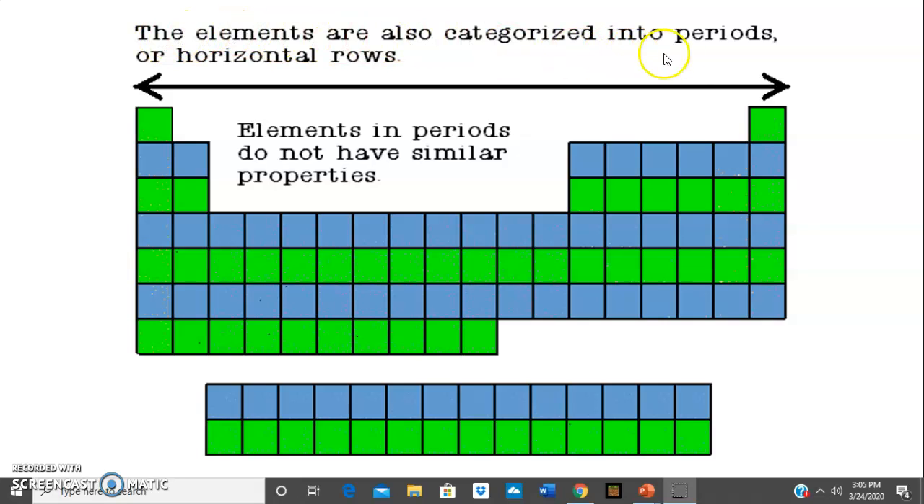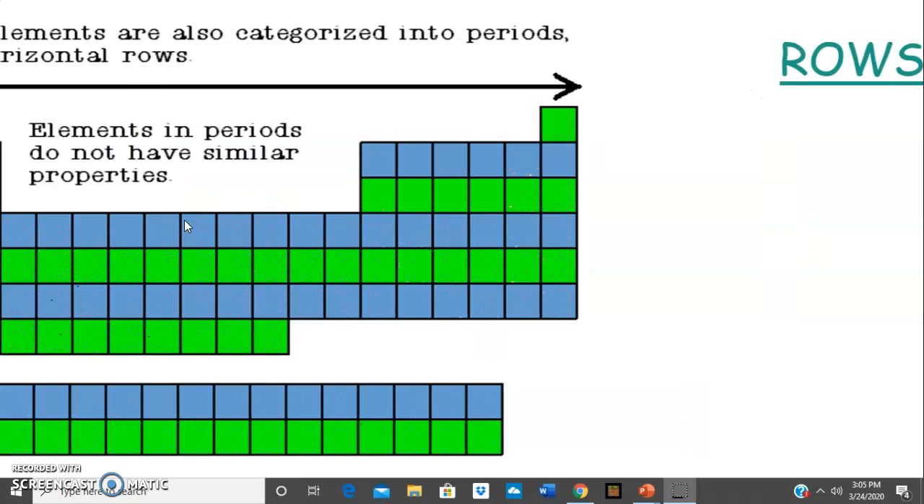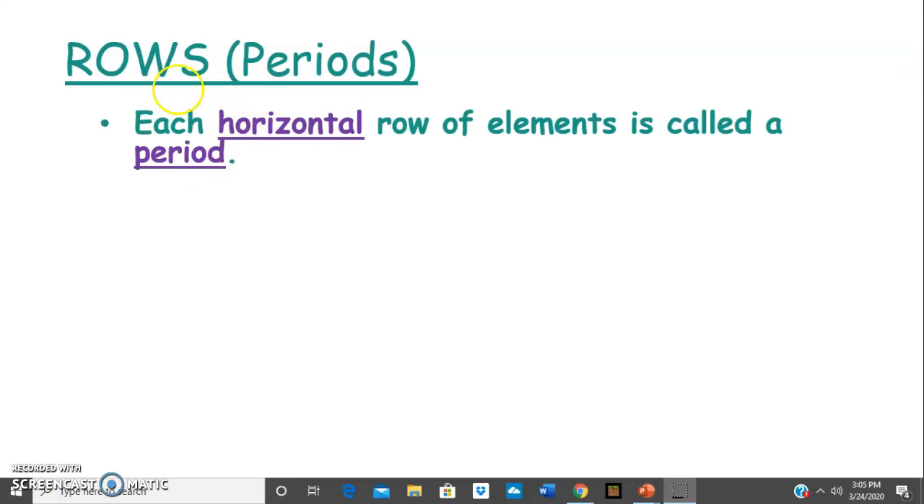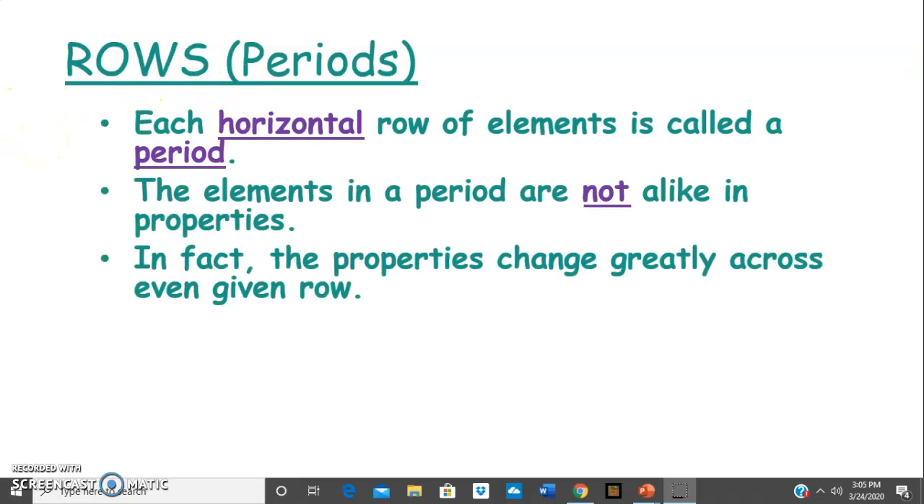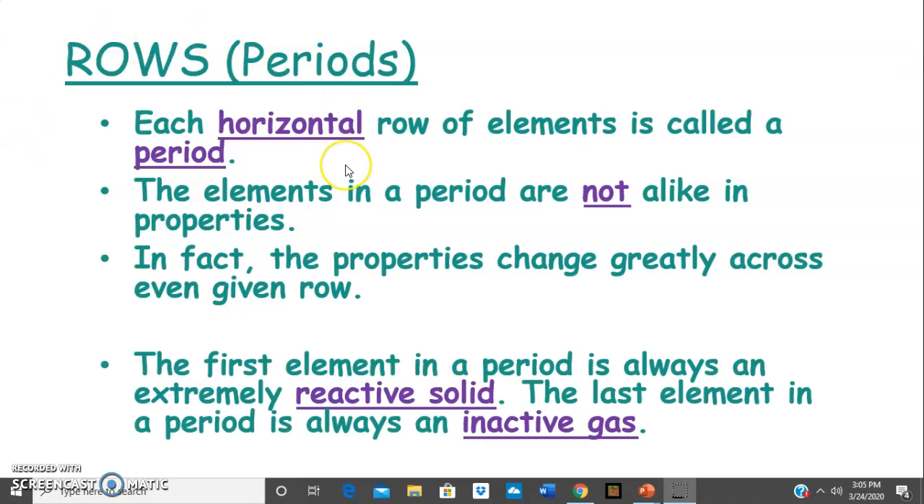Right? The elements are also categorized into periods, or horizontal rows. So going across, these are periods. Elements in periods do not have similar properties. Each horizontal row is called a period. They're not alike in any way, the elements in a period. In fact, the properties are very different as you go across a given period or row. The first element in the period is usually an extremely reactive solid. For example, potassium by itself reacts violently with water, and the last element in the period is usually an inactive gas. We call those noble gases.